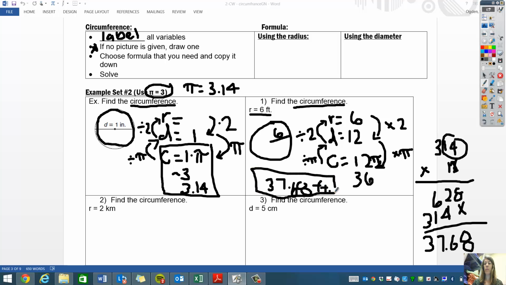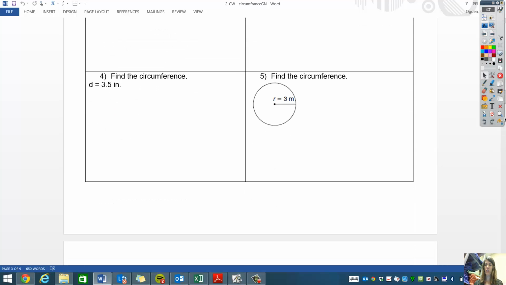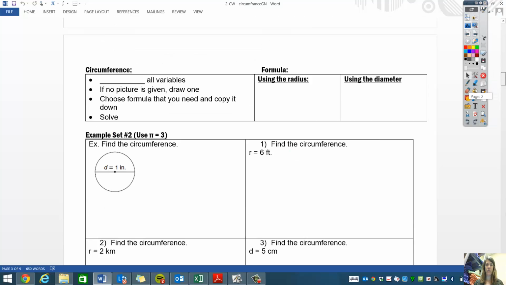Any of these answers are appropriate answers: 12 pi feet, 36 feet, or 37.68/100 feet. I encourage you to go ahead and try the rest of this on your own. I'm going to go ahead and do example 2, but if you're ready to go, you don't need to wait for me to do example 2. You can just check back in on the answer.